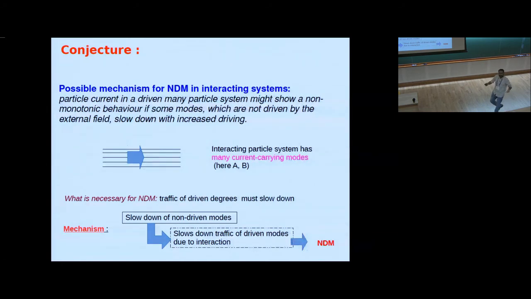In an interacting particle system, there are many degrees of freedom, many modes which carry current. One is coupled to the other. So you slow down one mode, a non-driven mode, and that can actually create current in the other one.